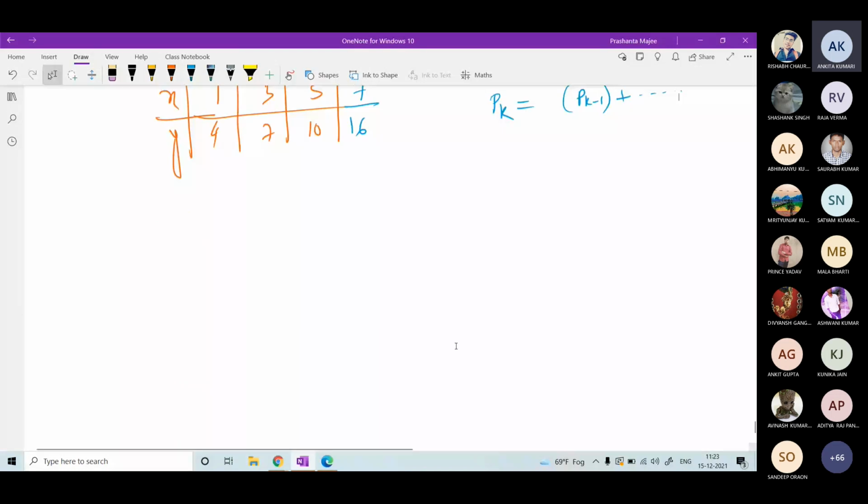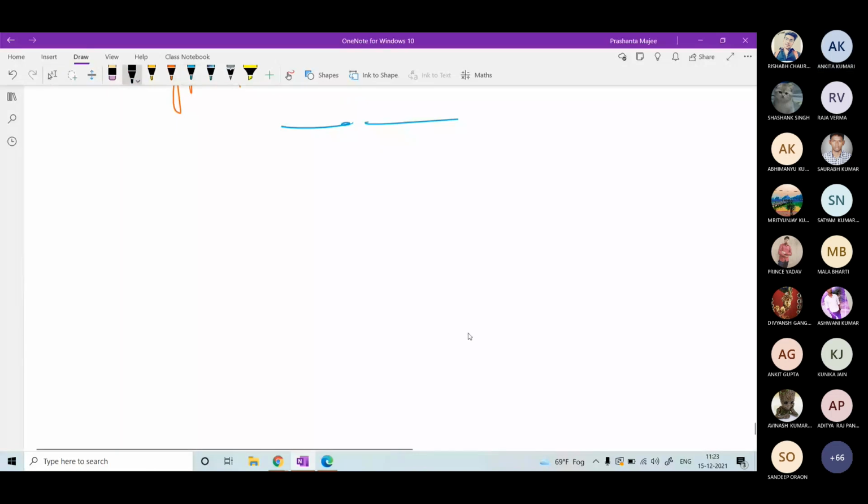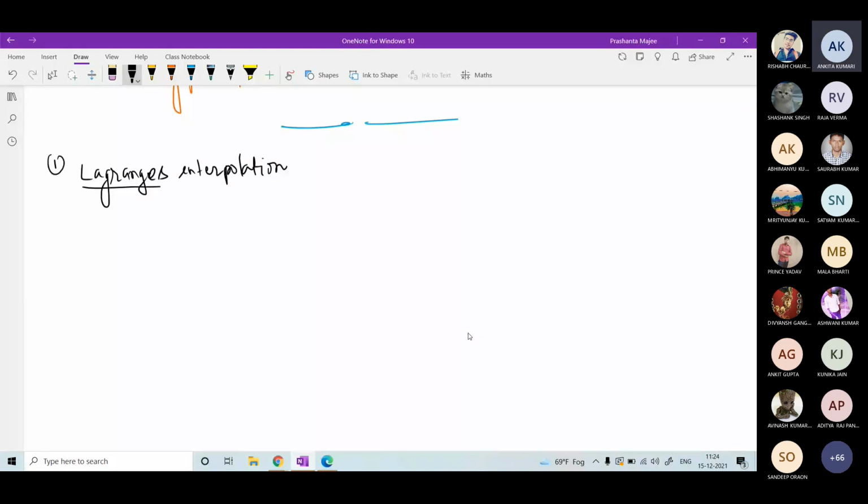Now we'll be discussing a few methods for unevenly spaced data. So first one is Lagrange's interpolation formula. So this is very easy to implement, Lagrange's interpolation. So again, suppose you are given n plus 1 data points, (x0, y0), (x1, y1) up to (xn, yn). How many data points are there? N plus 1 data points. So here the polynomial will be of degree at most n.